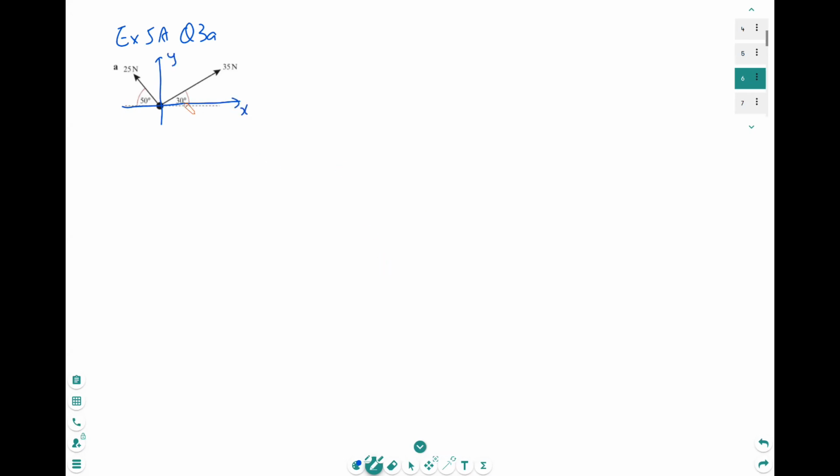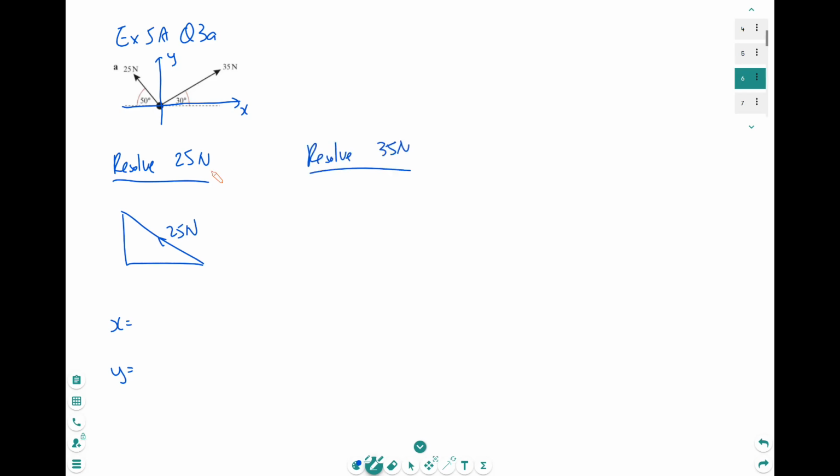Next, you're going to resolve each force. So you're going to resolve 25 Newton. Now I'm going to let you pause the video and have a go at resolving 25 Newton. The final answer should have x equals and y equals. Draw a triangle out for the 25 Newton, and do the same for the 35 Newton. The reason we have to resolve them is because they're diagonal. So for the 35 Newton, that's what it should look like. 35 Newton, 30 degrees. And then you've got x equals and y equals.